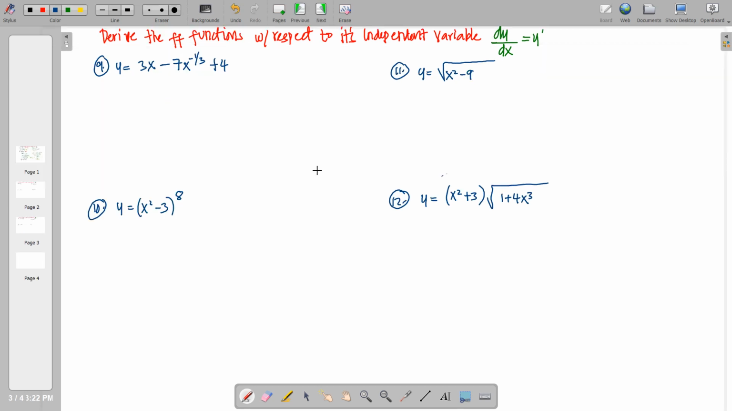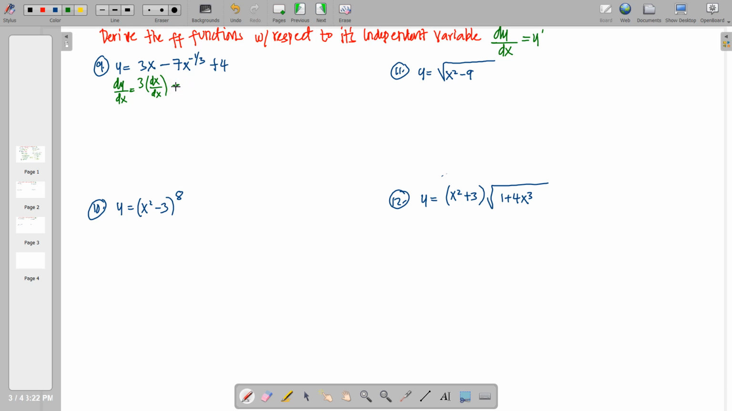Okay, so let us have this another set. For ninth problem, again we have here algebraic sum, so all of the terms will be derived. So starting with the first term, we have 3x, so we just copy the constant. By the way, this is dy over dx, and then derive the variable, so the variable is x. The differential of x is dx over dx, or equal to 1.